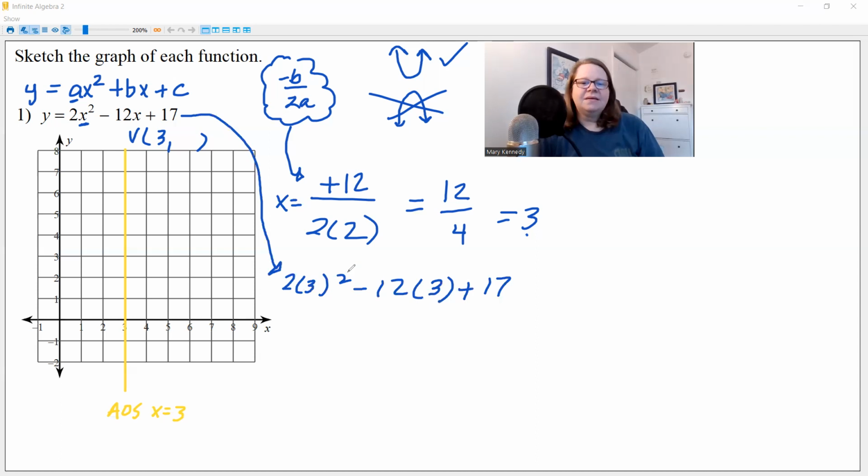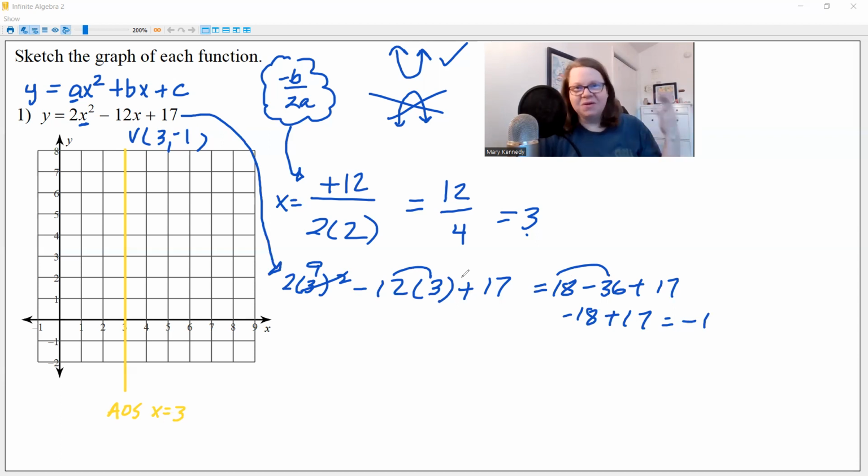3 squared is 9. 9 times 2 is 18. 12 times 3 is 36. So 18 minus 36 plus 17. Well, 18 minus 36 is negative 18, plus 17 is negative 1. Okay, so the rest of my vertex is negative 1. If you use a calculator for that, that's what most algebra students are doing. That works. So I go to 3, negative 1, which should be on that axis of symmetry if you've done it correctly. And we're going to plot the point. Okay, so now we have our vertex.